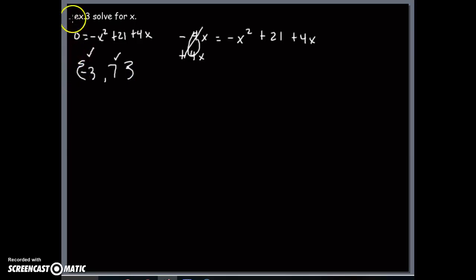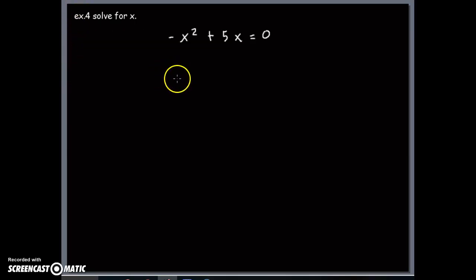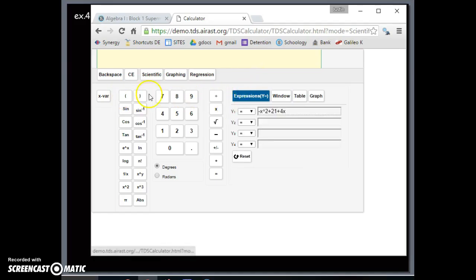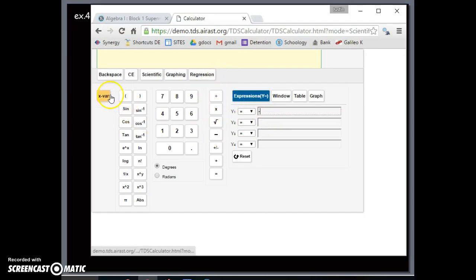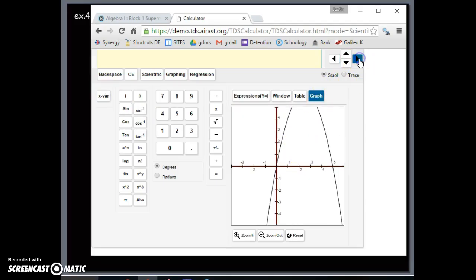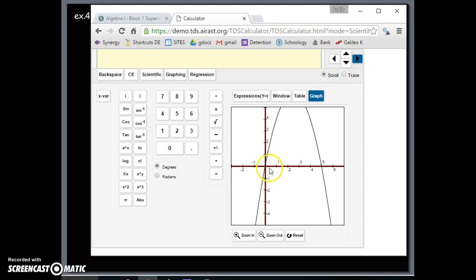Example number 4. So you can see here that our first step is already done for us. We have a 0 on the right side. So we can go ahead and put this into the graphing calculator right away. I'm going to reset this, and then -x² plus 5x. So -x² plus 5x. We're going to hit graph. And we got another quadratic that is opening down. And it looks like our x-intercepts are 0 and 5.